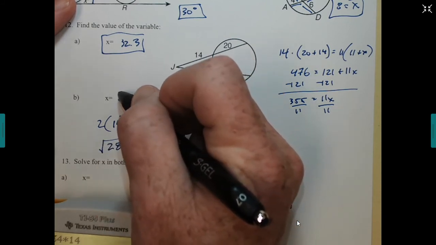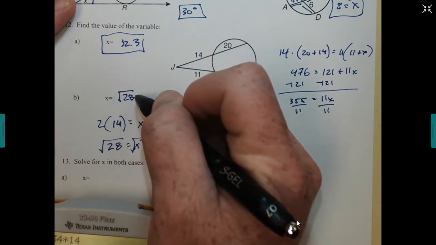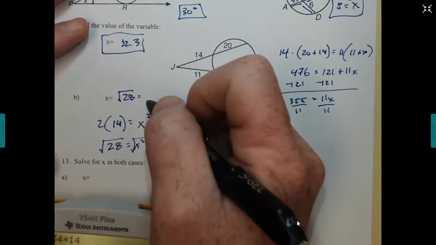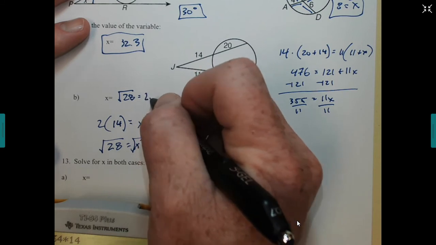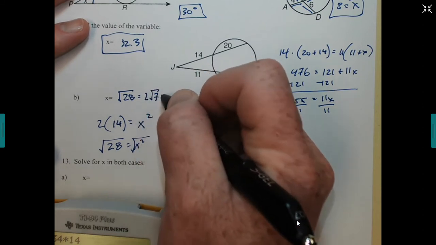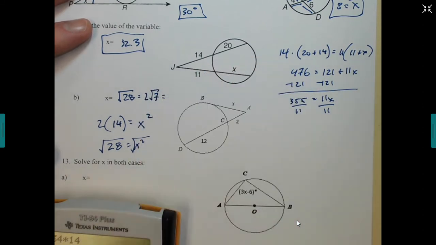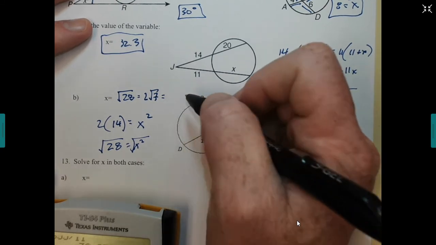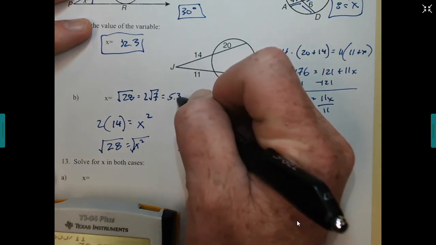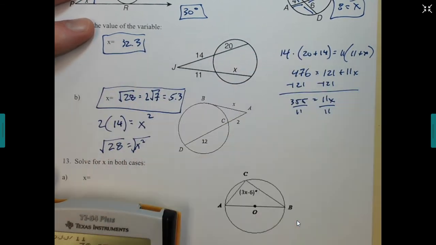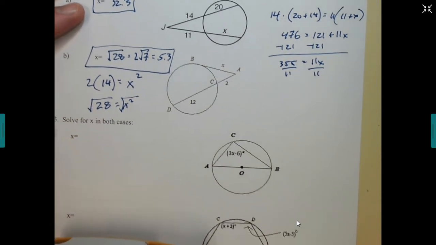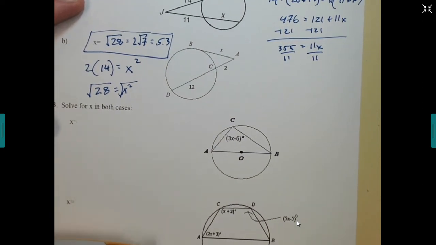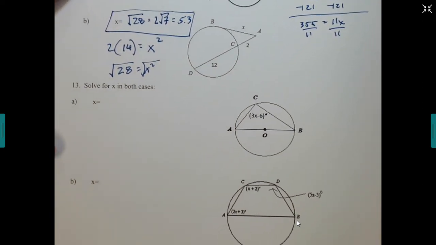So I could either say my answer is the square root of 28. If you remember simplifying a radical, it would be 2 square root of 7. Or technically, I could find the decimal and average, which would be about 5.3. These are all ways to communicate our answer. These two problems, very, very important.